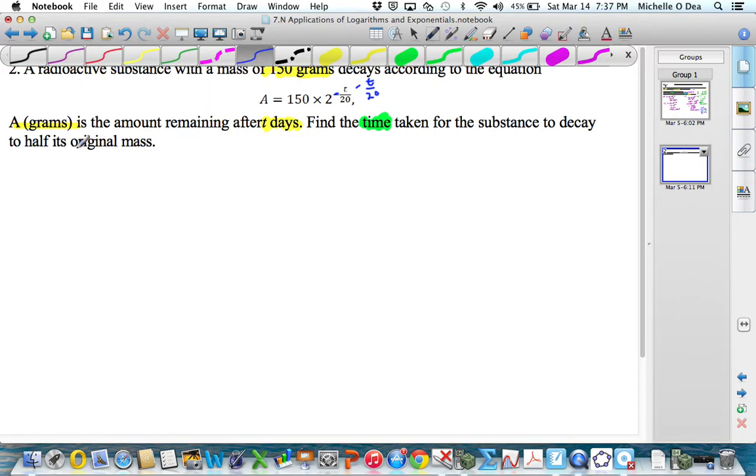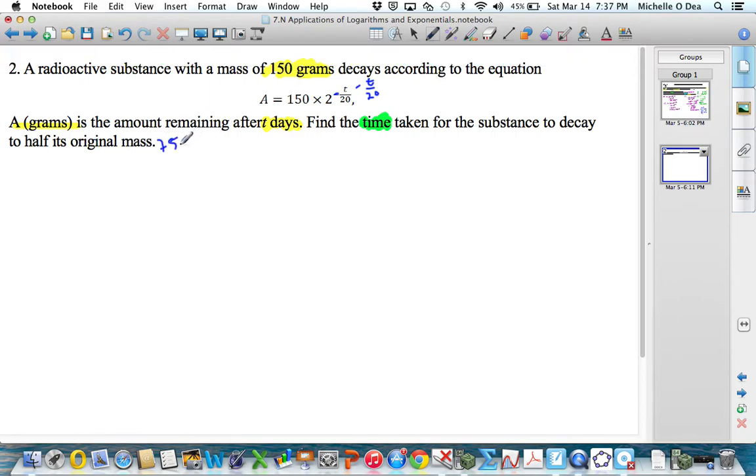We know then half its original mass must be 75 grams because it started off as 150. So after a certain point in time, this A, the mass, what's remaining of the radioactive substance, is 75. So we can say 75 must equal 150 multiplied by 2 to the power of negative t over 20. That's all in the power. So we need to find t. I'll do this all three ways, just like I did before.